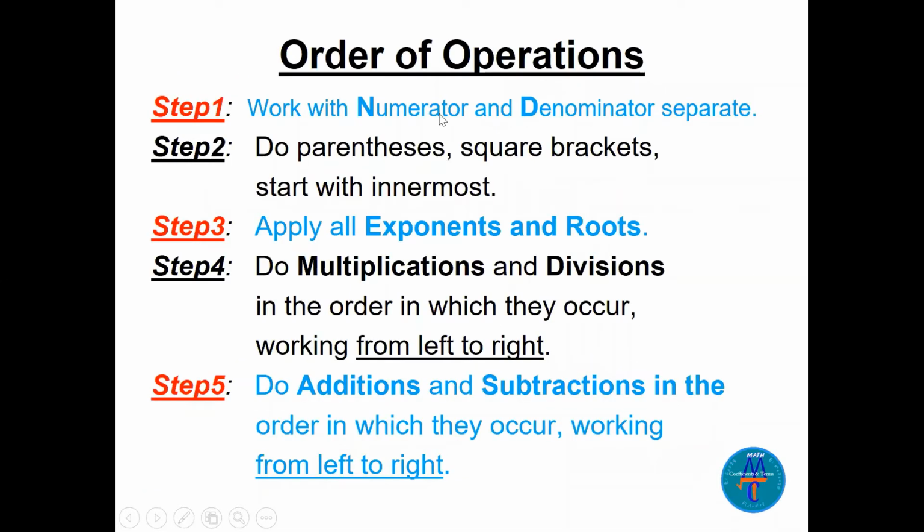Just to remind you, to simplify an expression using order of operations, you have to take the numerator separate and the denominator separate, do any parentheses or square brackets, starting with the inside. Then apply all exponents and roots, then do multiplication and division as they occur from left to right. When you finish all these, you can do additions and subtractions from left to right.